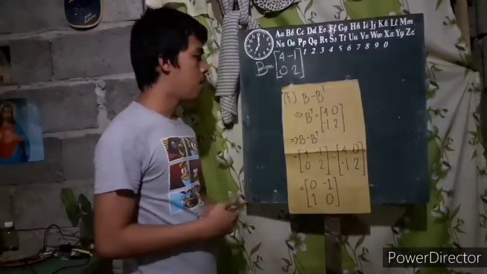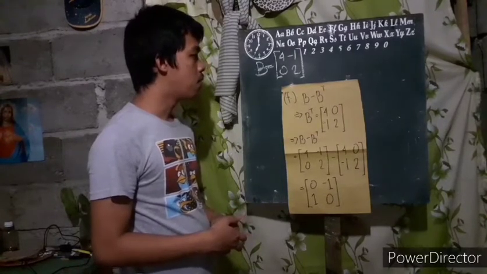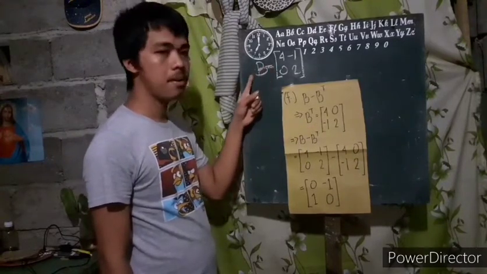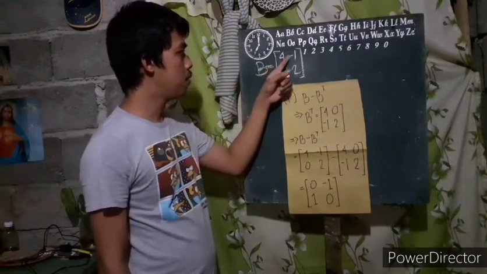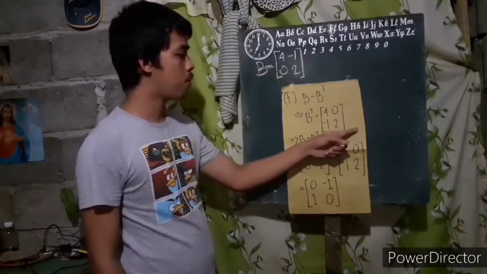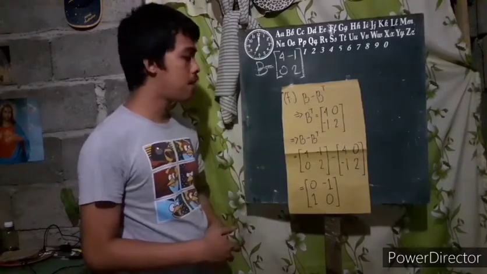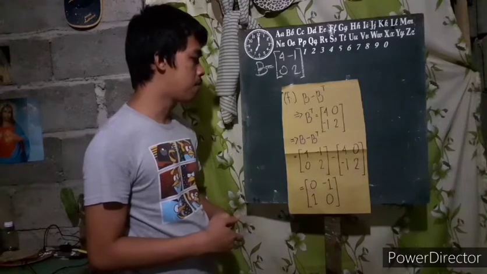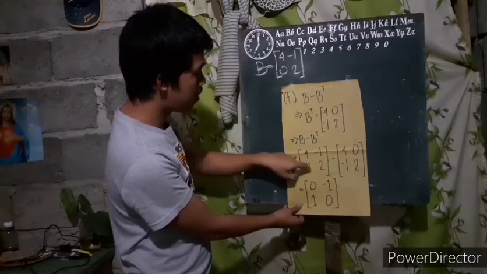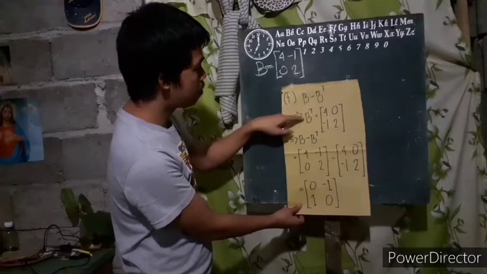Now in F, we have B minus transpose B. So we need to find the transpose of B, the matrix of B. So row into column. So we can come up with this result of transpose B. So we can find now B minus transpose B. Just copy B here, the matrix of B, then subtract transpose B here.